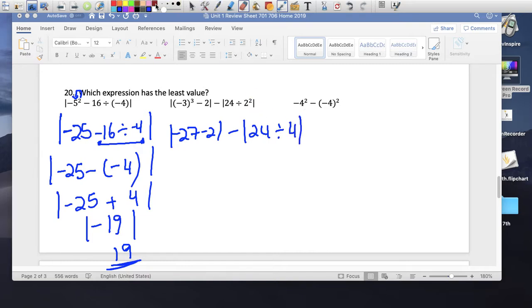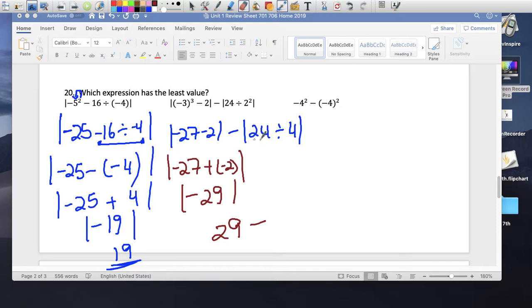Let's do this guy right here. So negative 27, and again, I'm more comfortable looking at it this way. Negative 27, subtraction becomes addition, and then 2 becomes negative 2. And negative 27 plus negative 2, they're both friendly, so it gives me negative 29. And the absolute value of negative 29 is just 29.